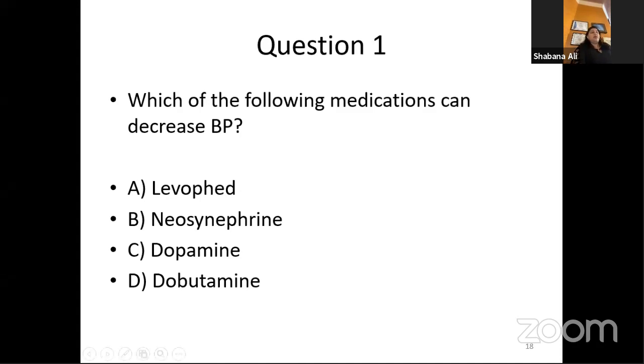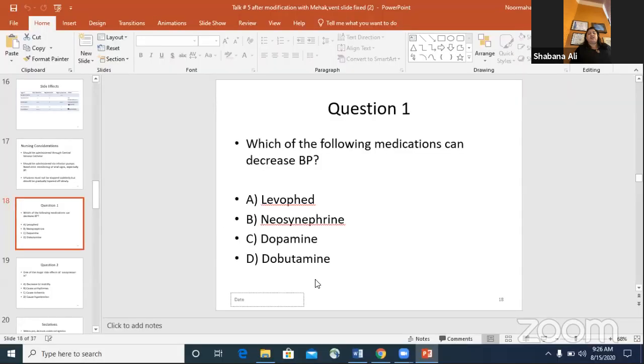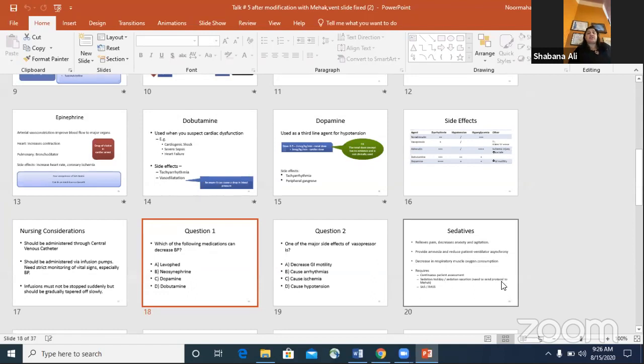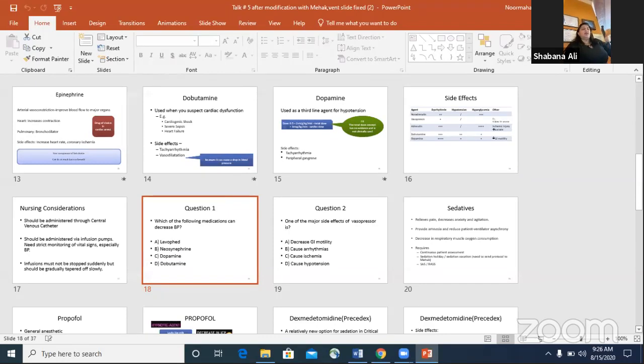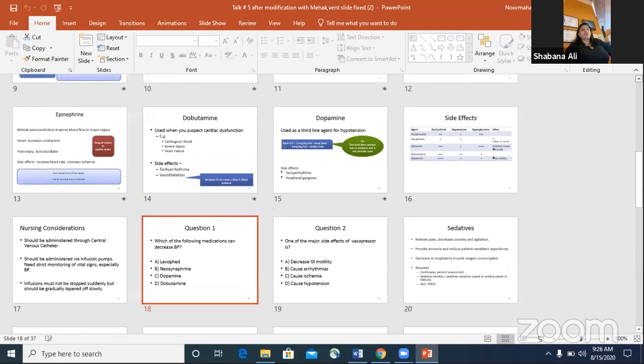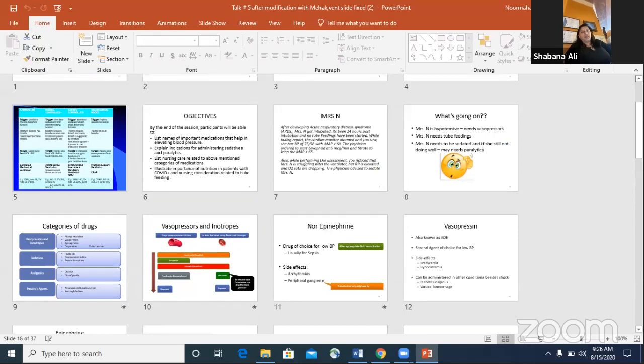As we see Mrs. N, remember last time she developed acute respiratory distress syndrome, and we were talking about putting her on the ventilator, and that's how the modes of ventilators came up. We talked about some troubleshooting of the ventilators, and we just discussed that. So now what's happening today when you are in the unit: after developing acute respiratory distress syndrome, Mrs. N got intubated, we know that.